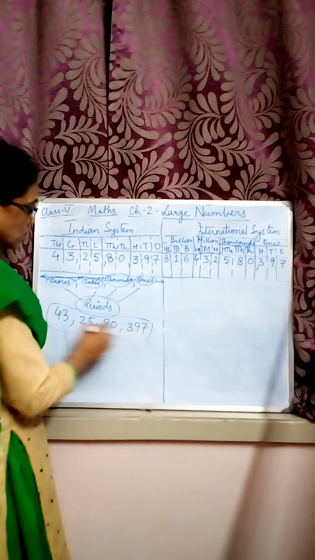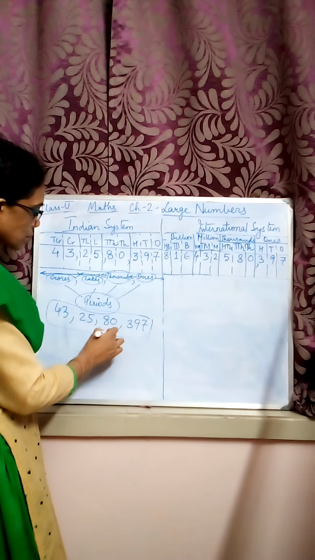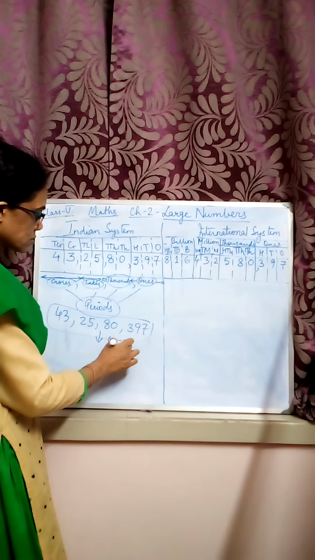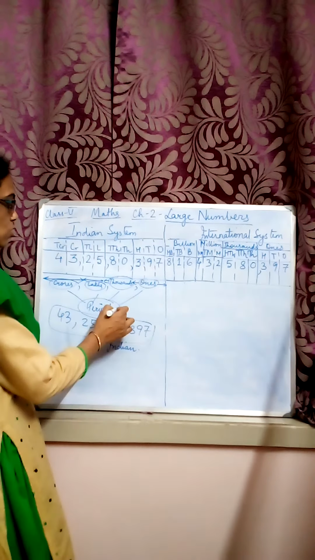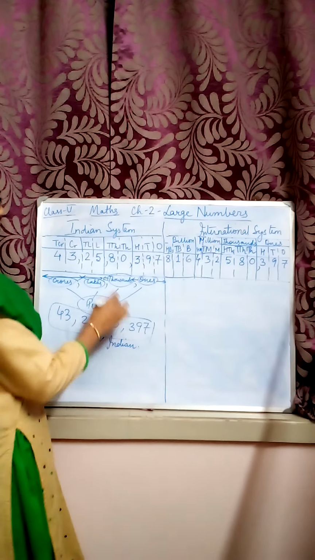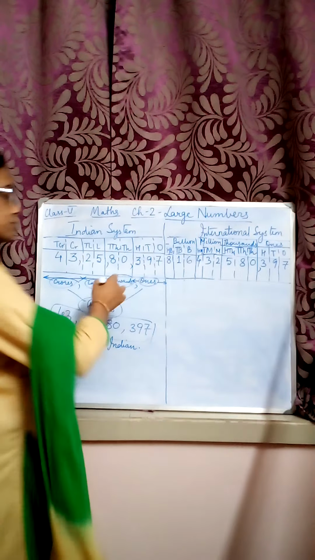Accordingly I am dividing the number into 4 different periods, and accordingly I am putting the comma. So this will let you know that the number is written in Indian system. For this purpose only we specify the periods, or we group the numbers.